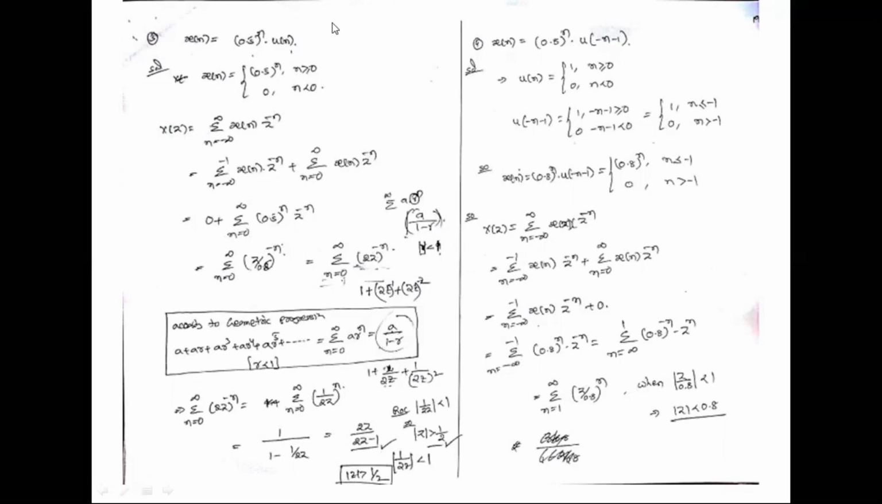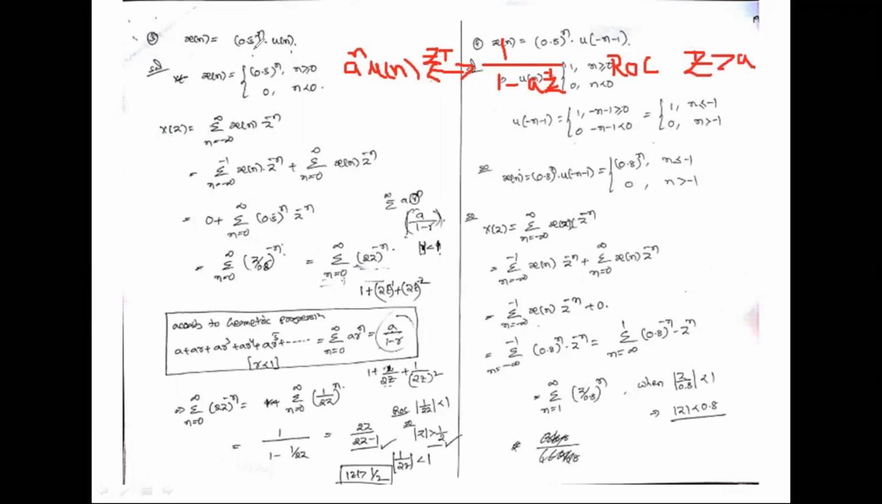So according to the function a power n mu of n, the z transformation is a standard z transformation: 1 by 1 minus a z inverse, with ROC, the region of convergence, z is greater than a.